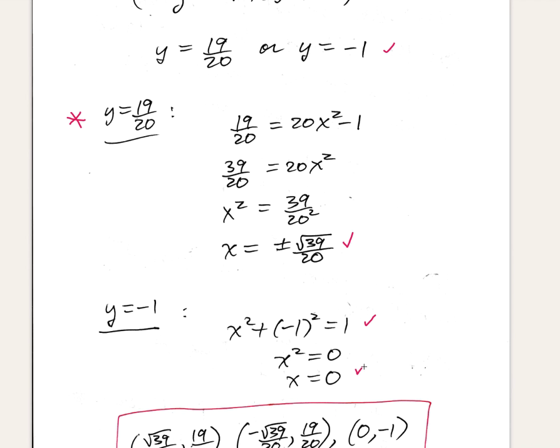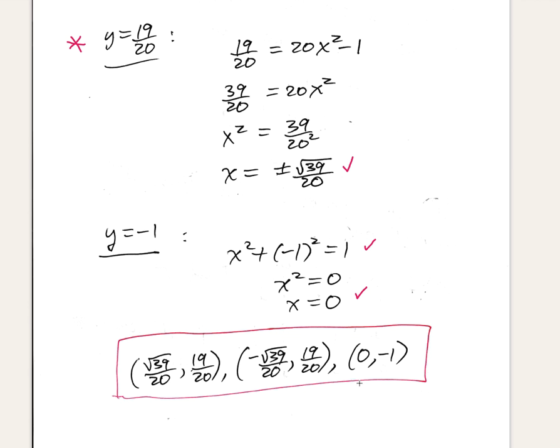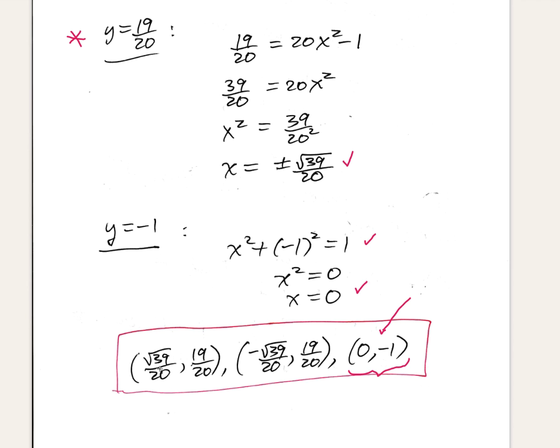Means x equals 0. Some people might consider this a double 0, multiplicity 2. There's a reason for that. If you actually graph these on Desmos, the curves are actually tangent at that point, 0, negative 1. Anyway, so here are our solutions. Square root of 39 over 20, comma, the y value 19/20ths, or negative square root of 39 over 20, comma, 19/20ths, or the point 0, comma, negative 1, which some people might justly write twice.